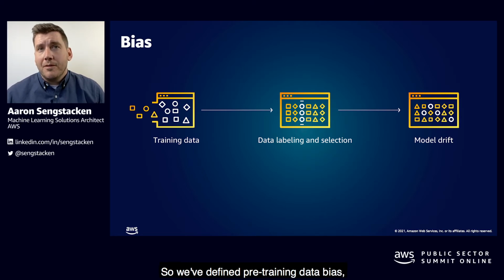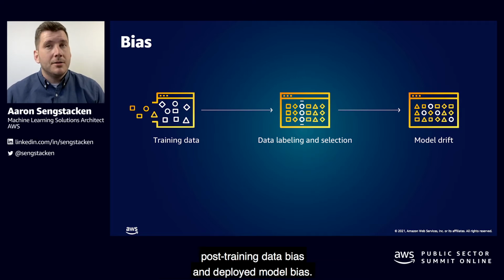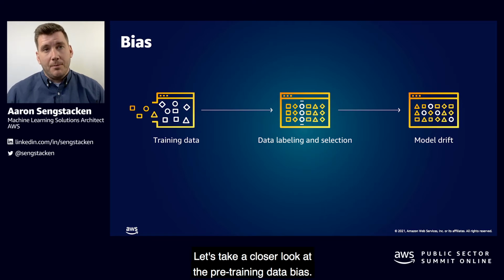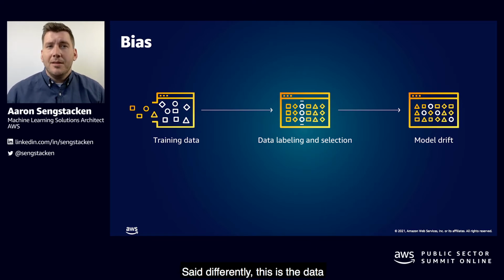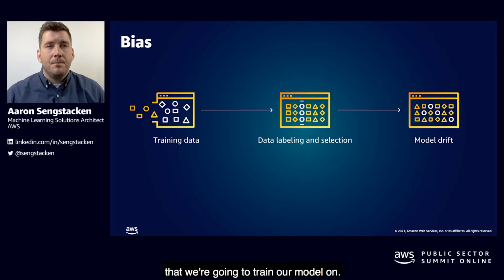Okay, so we've defined pre-training data bias, post-training data bias, and deployed model bias. Let's take a closer look at the pre-training data bias. Said differently, this is the data that we're going to train our model on.